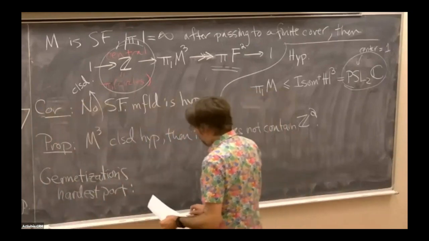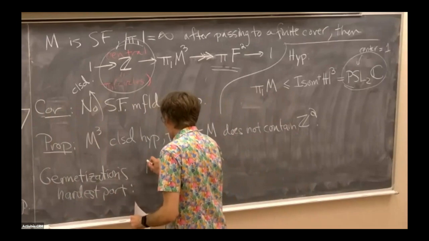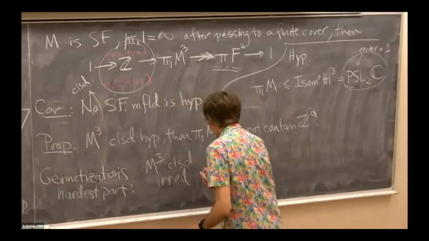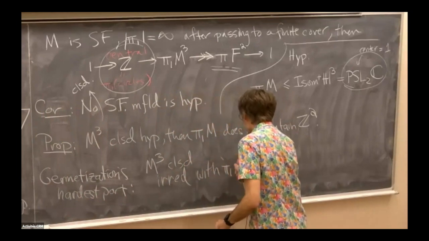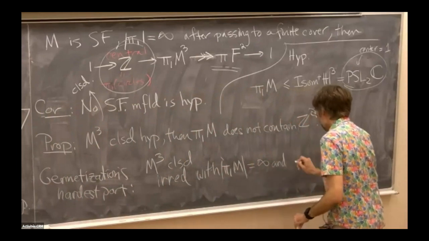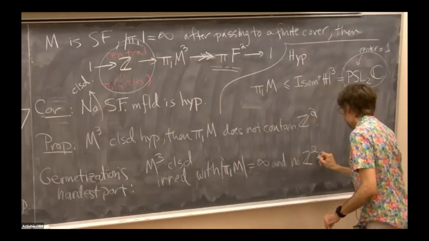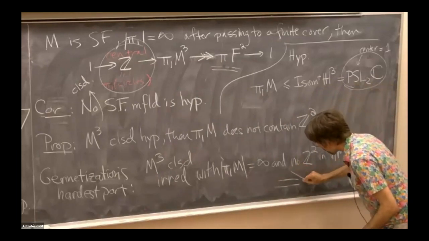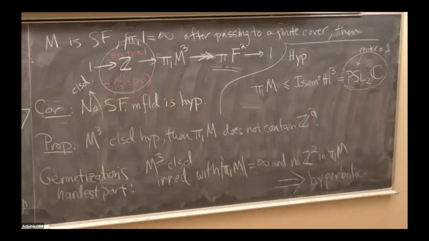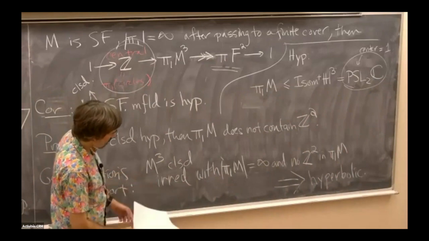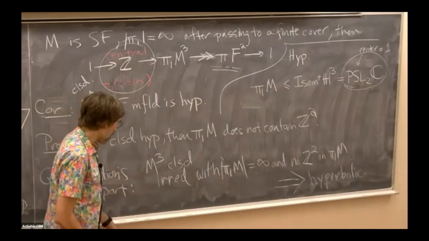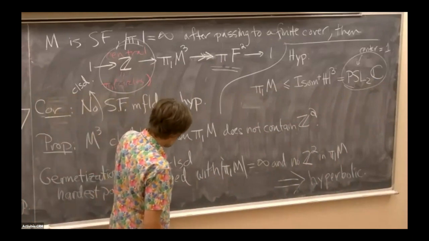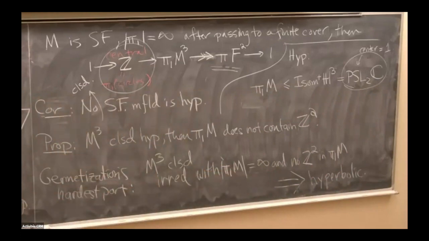So geometrization's hardest part is that if you have a closed, irreducible three-manifold with infinite pi1 and no Z squared in pi1 of M, then this implies M is hyperbolic. So this is effectively a purely group theoretic characterization of the hyperbolic three-manifolds, right? Because irreducible is the same as not being freely decomposable in the end. So this is telling us these are the hyperbolic manifolds.